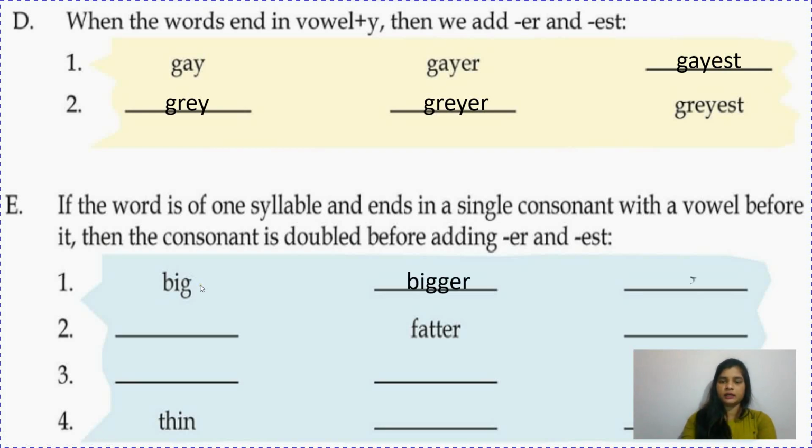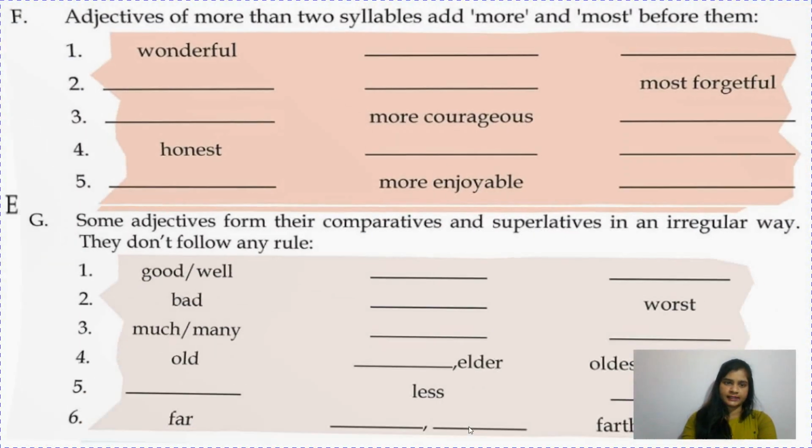Big, bigger, biggest. Fat, fatter, fattest. Sad, sadder, saddest. Thin, thinner, thinnest. So have you seen here? We have repeated the last letter once again. Everywhere you can see, children. Then we have used ER or EST.